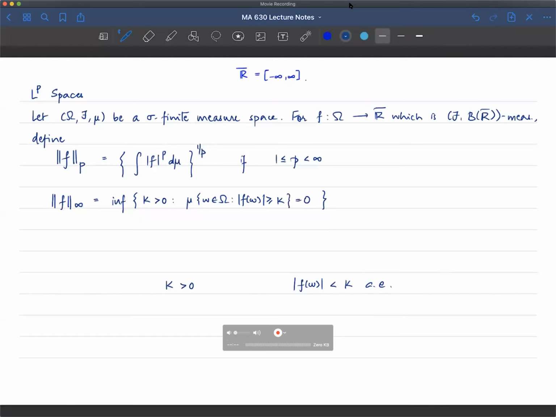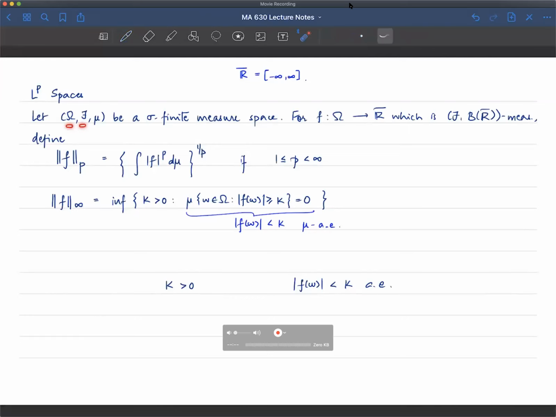Now again, this may get a little confusing, but remember all you're saying here is the following. If the measure of the set of all omega in Omega where mod f of omega is greater than or equal to k is 0, another way of saying that is that mod f of omega is less than k mu almost everywhere.